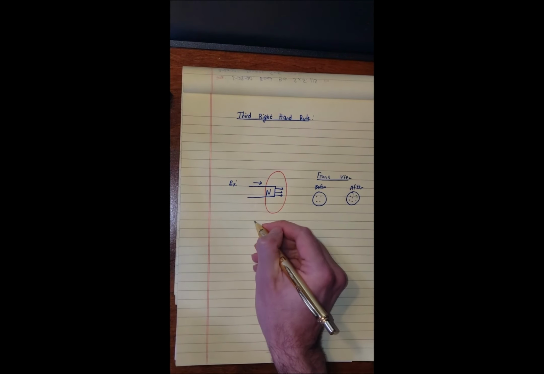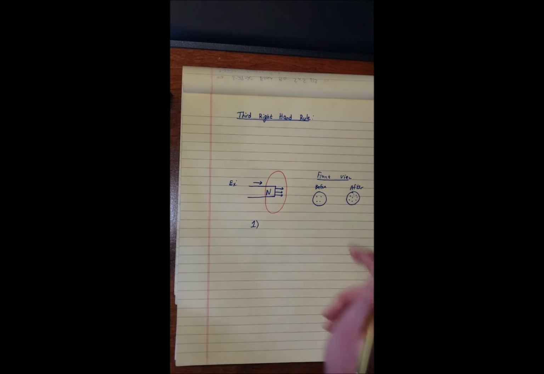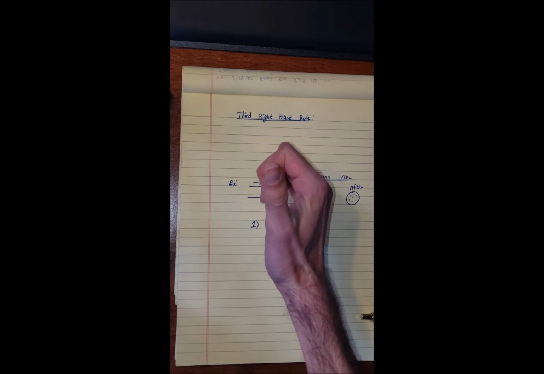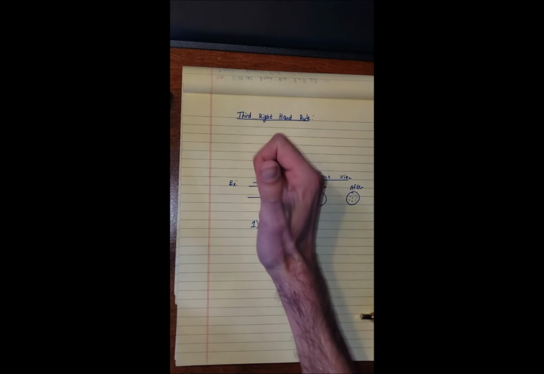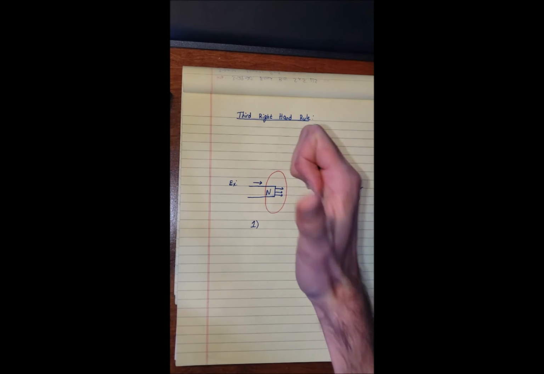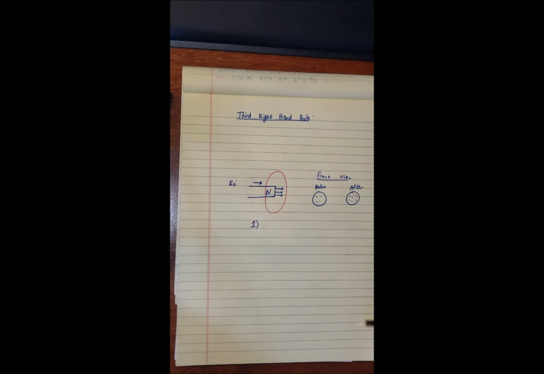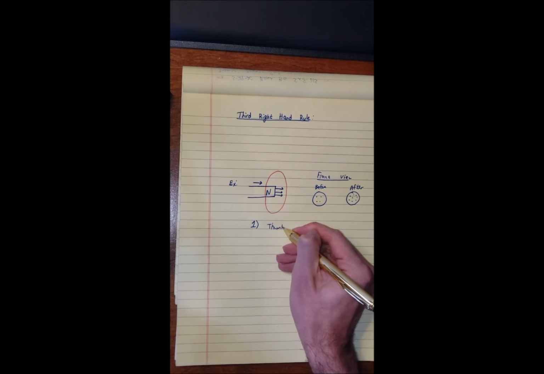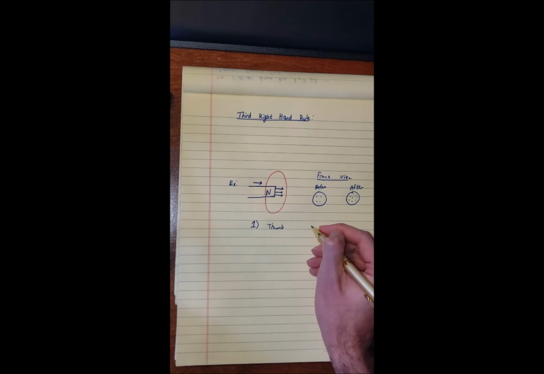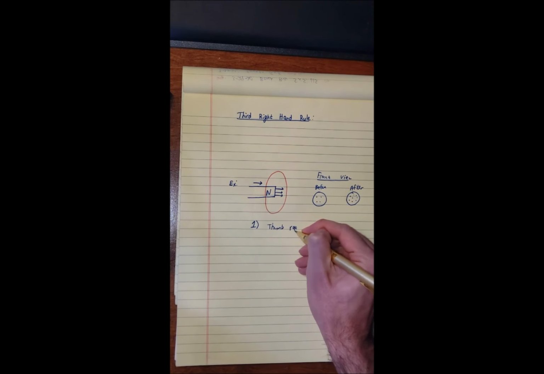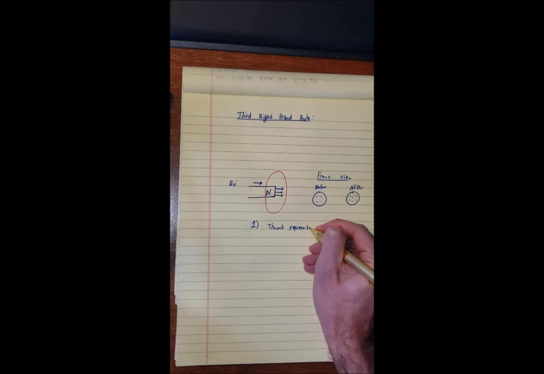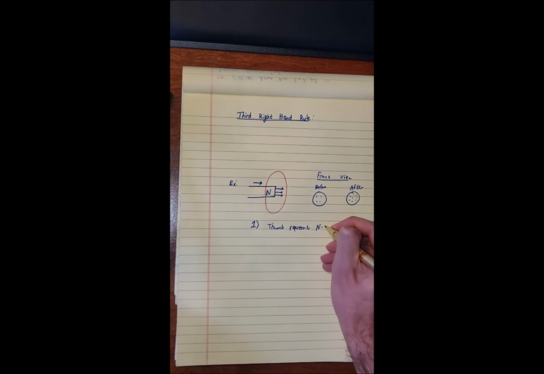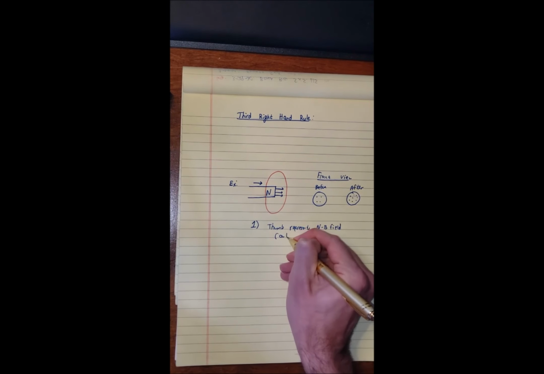So if we look at the steps of the third right-hand rule, we first want our thumb to represent the direction of the north magnetic field. In this case, it's going out of the page, so it's going upwards. So step one, our thumb represents direction of north magnetic field, and we'll say it's going out of page.